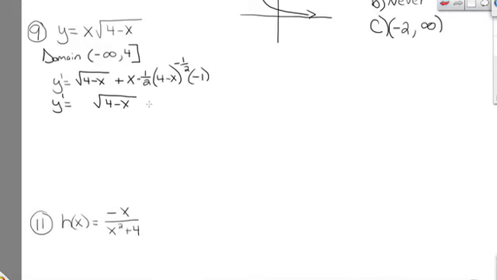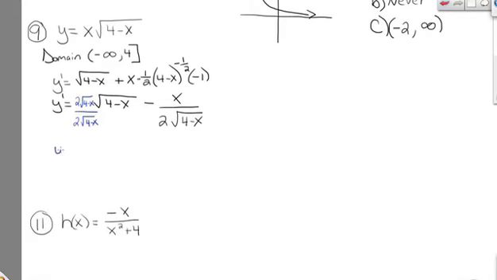I have a negative, so it's going to become minus. I have an x on top, a 2 on the bottom, and a square root on the bottom. So it looks like I'm at 2 square root of 4 minus x. I need a common denominator. So this guy is going to get multiplied by the 2 and the square root of 4 minus x, top and bottom.